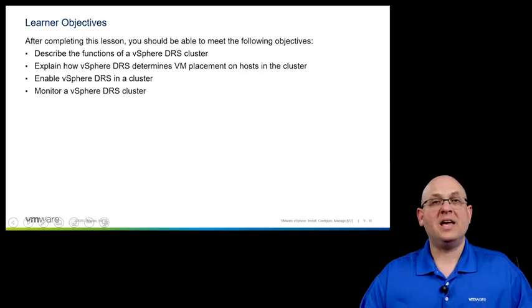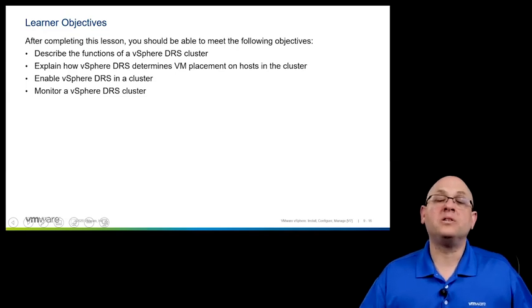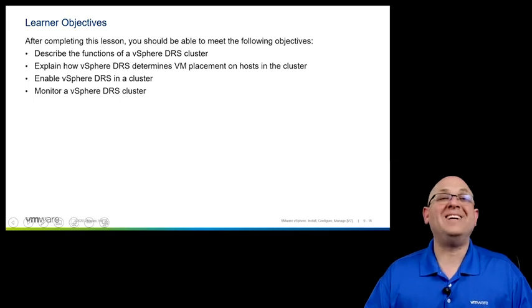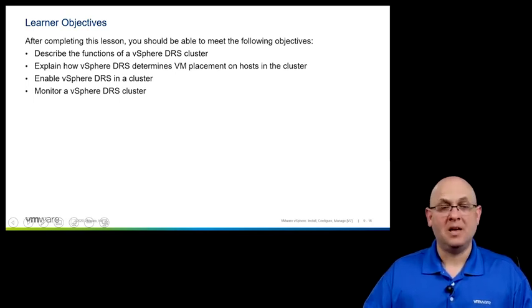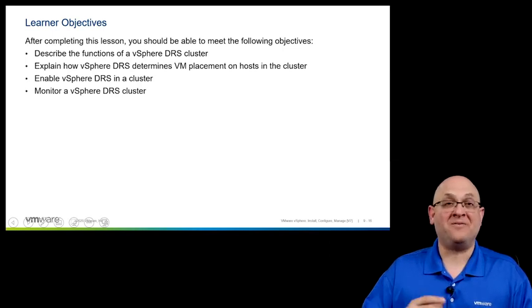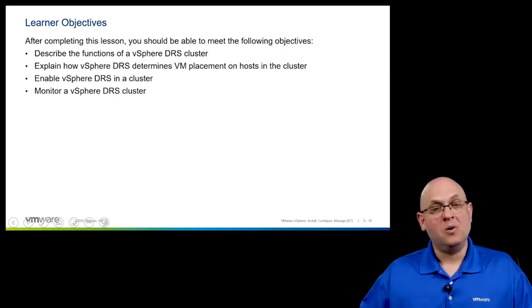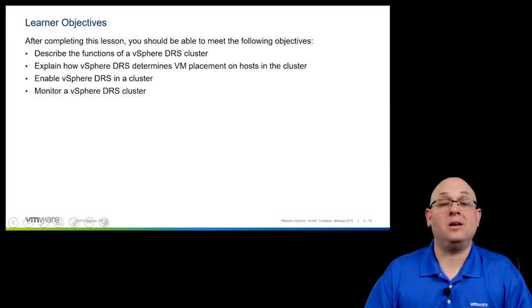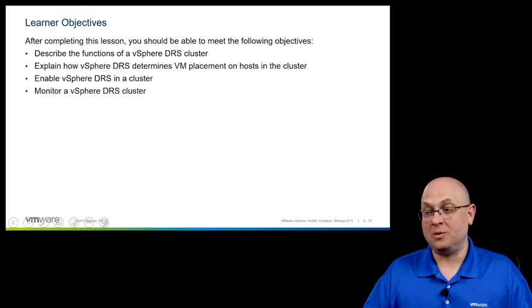So the first cluster feature that we're going to have a look at is called vSphere DRS, or the Distributed Resource Scheduler. Now the idea behind DRS is to take advantage of the entire aggregate resources of the cluster and use vMotion to ensure that the virtual machines don't end up under contention. That is, as long as there's available resources in the cluster, we'll use vMotion to make sure that no individual VM has to compete with other VMs for those resources.